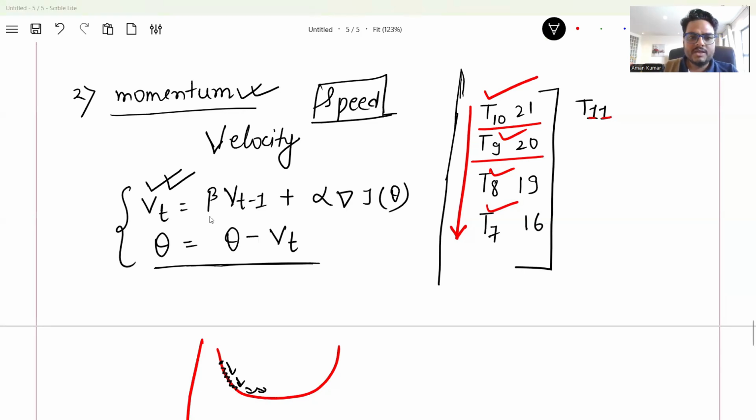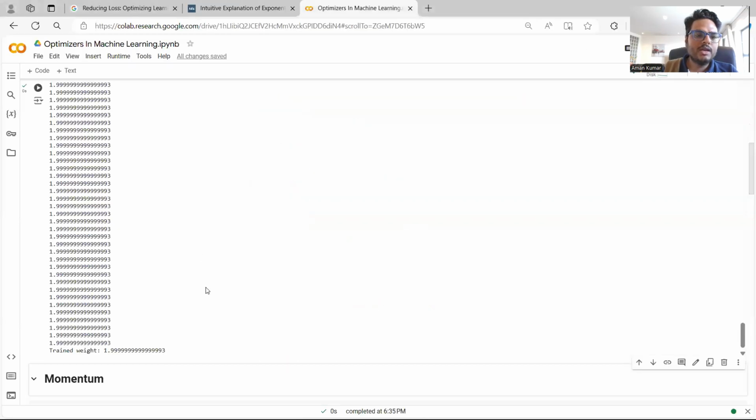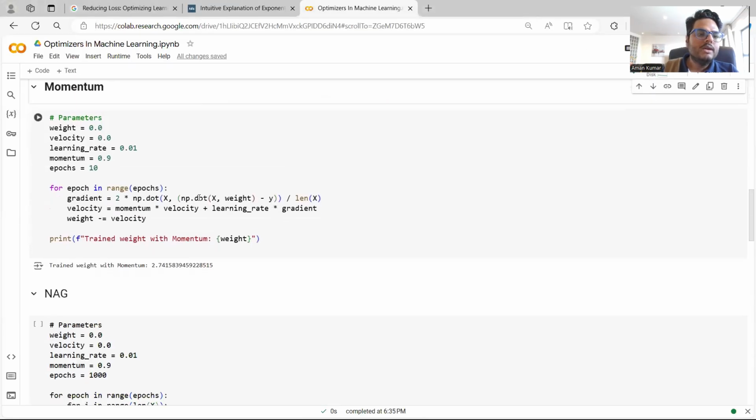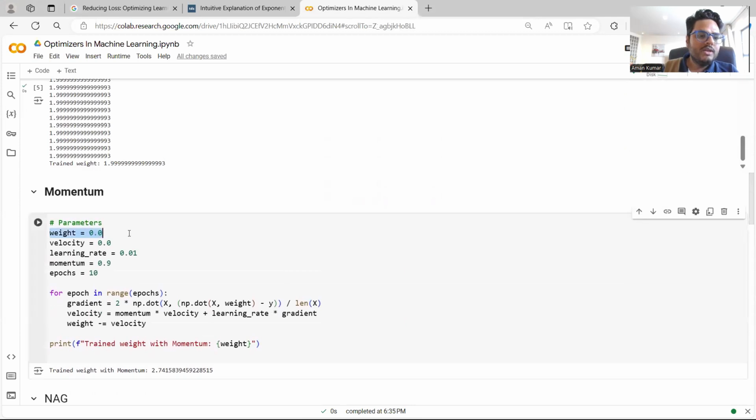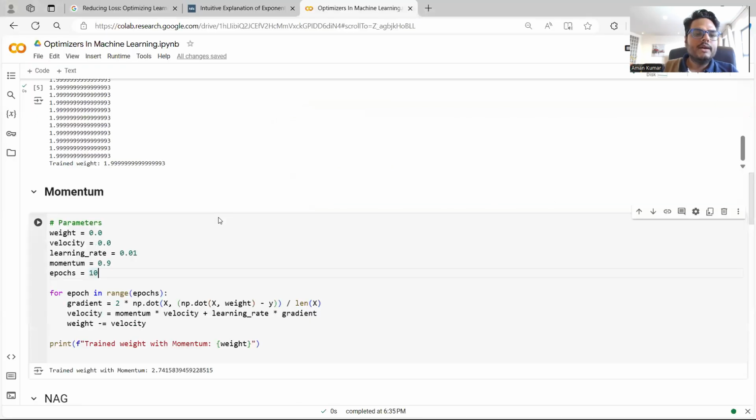If I have to define this in Python, I will go here and start defining momentum. As I told you, we will need the weight, the initial velocity, and the learning rate anyway. We will also need the momentum value, which is 0.9 here. If you see, I'm giving a momentum value, beta, okay, and epochs. The gradient we already know; it is the same as in plain gradient descent.